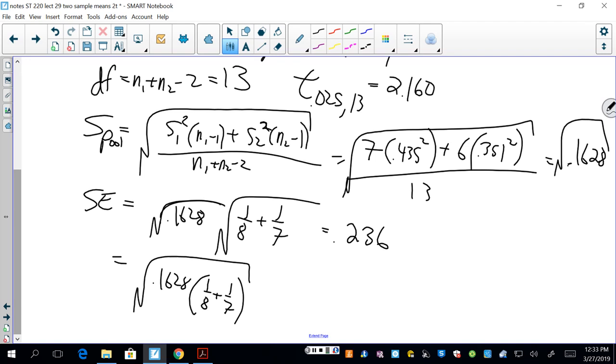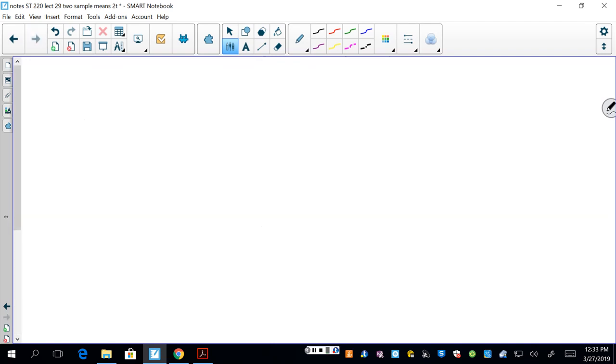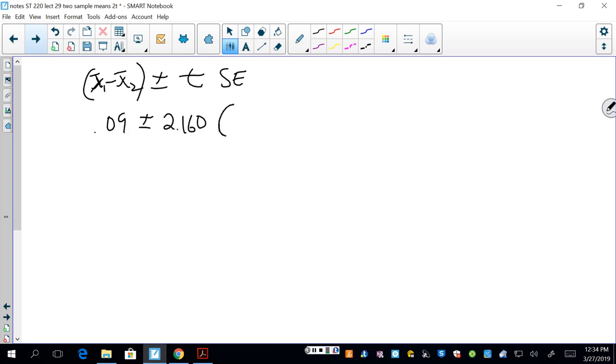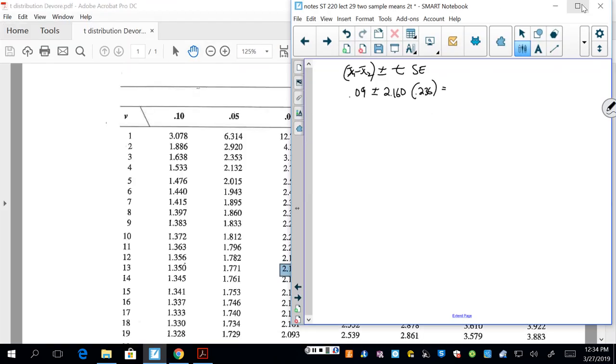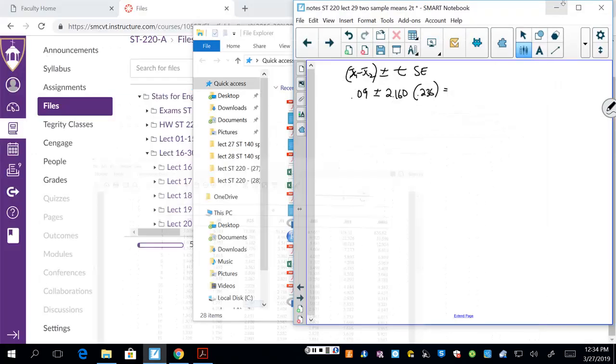So our confidence interval for the whole thing is x bar 1 minus x bar 2 plus or minus our t value times the standard error. So 0.09, 2.16, our standard error we counted as 0.236. This is an interval that's going to include 0. It's really going to straddle 0 pretty strongly.